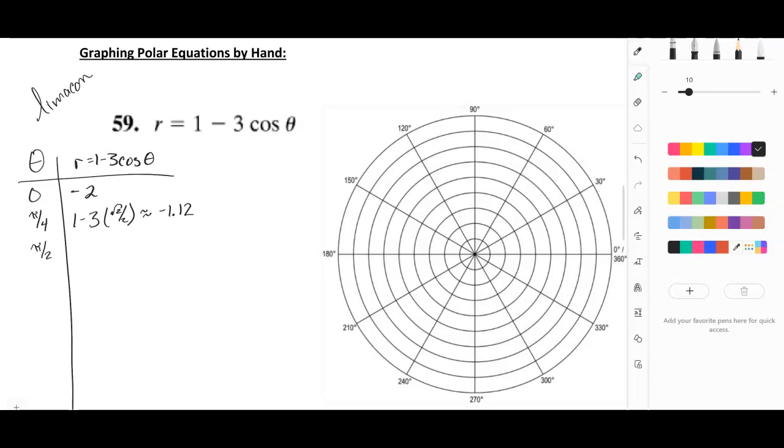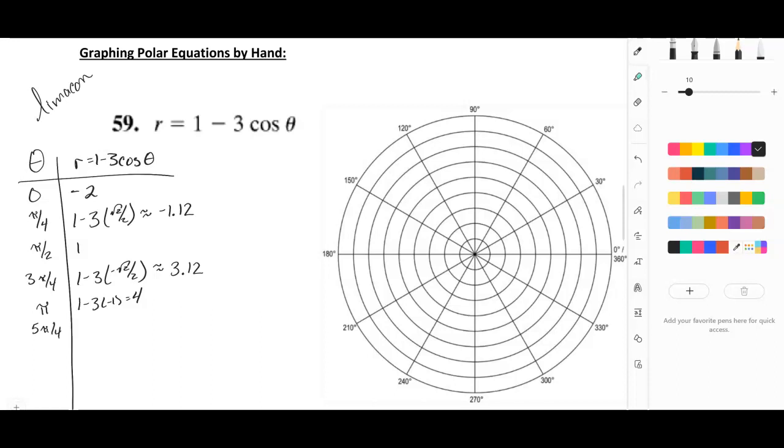So you want to use nice values if you can. If I plug pi over 2 in, we know cosine of pi over 2 is 0, so I'm just going to get a 1. And then I've got 3 pi over 4. When I plug 3 pi over 4 in, that's negative square root of 2 over 2, and I need a decimal approximation for that. So 3.12. Plug in pi. We're going to have 1 minus 3 times negative 1, which is going to give me 4.